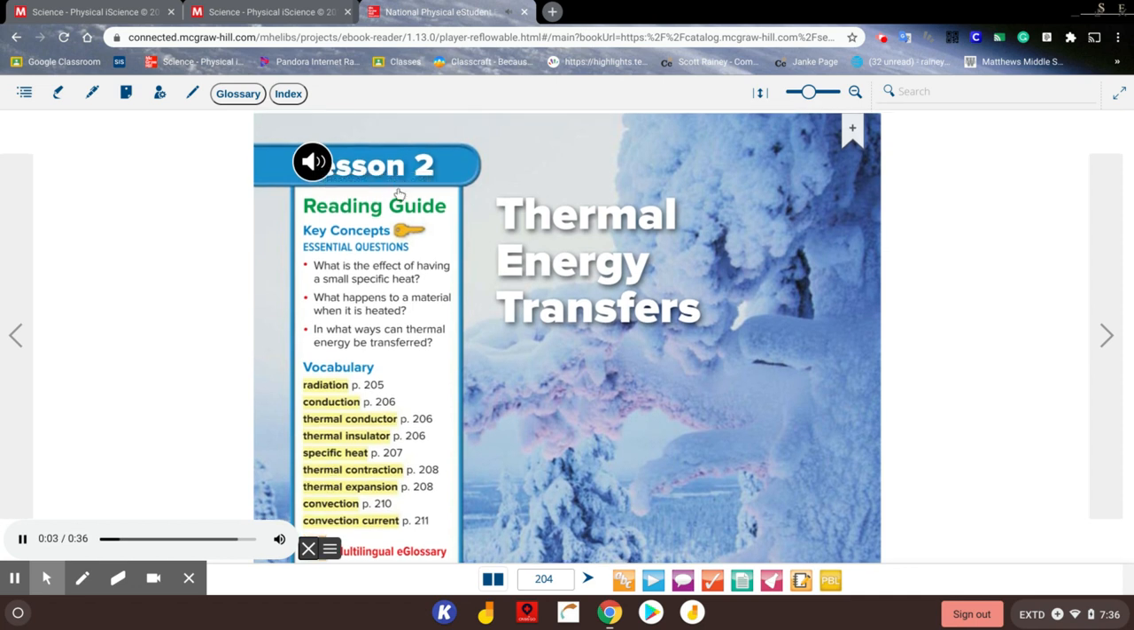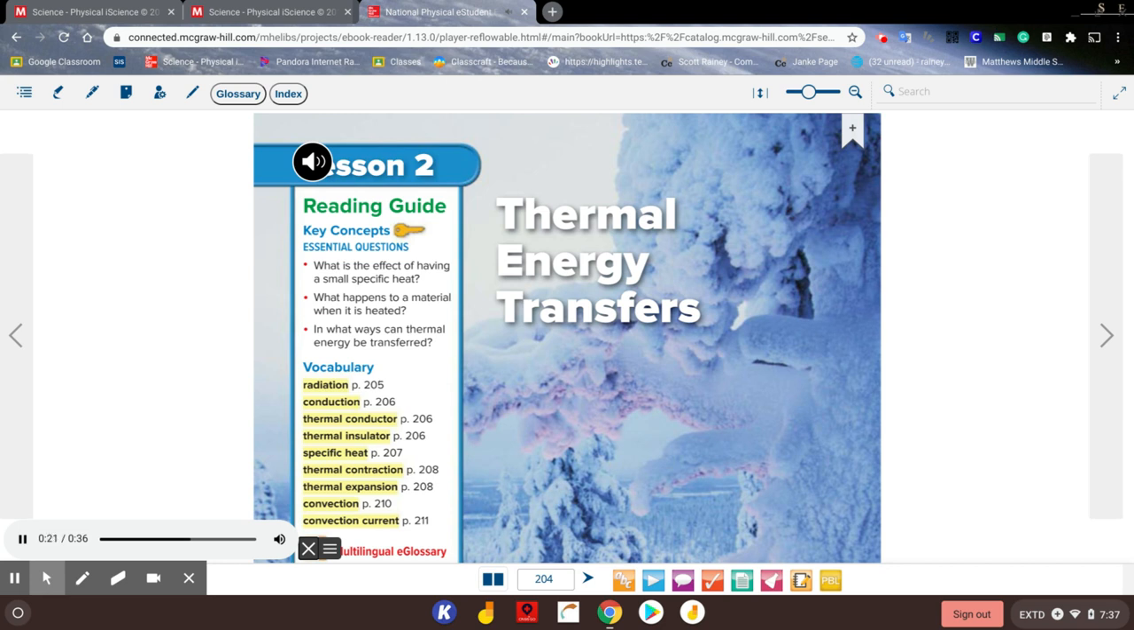Energy transfers. Reading guide. Key concepts. Essential questions. What is the effect of having a small specific heat? What happens to a material when it is heated? In what ways can thermal energy be transferred?